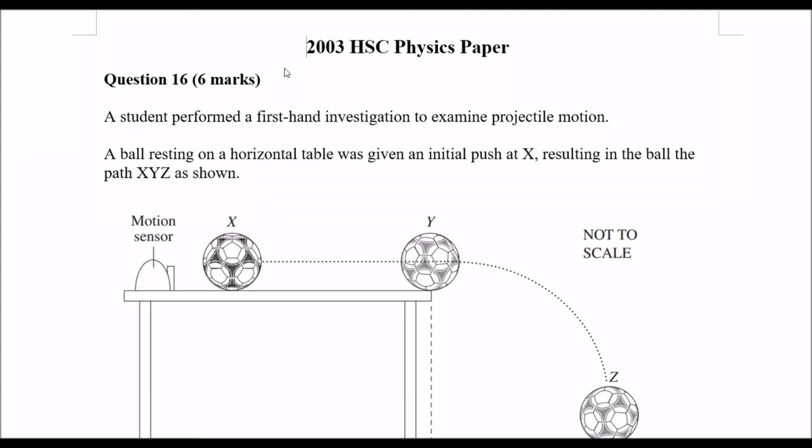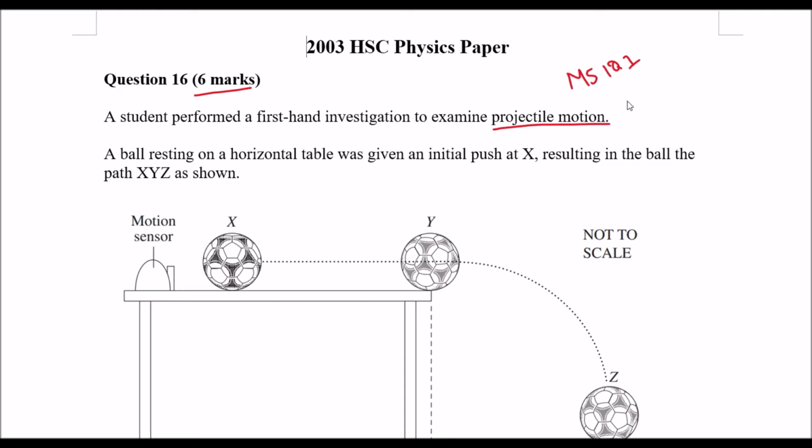This is the 2003 HSC physics paper. It is part of Module 5, Inquiry Question 1. Question 16, worth 6 marks. We have a student that performed a first-hand investigation to examine projectile motion.